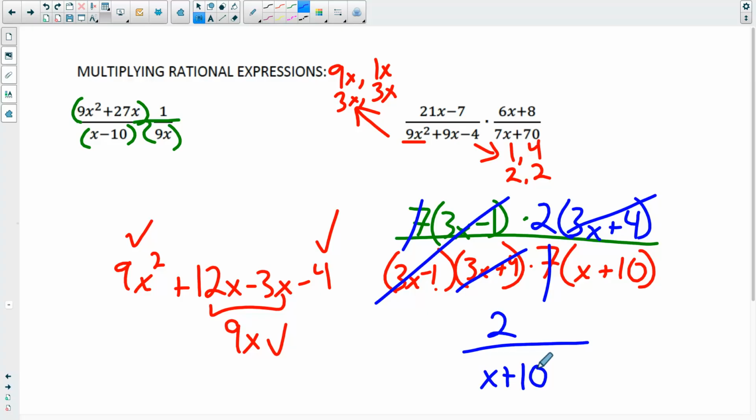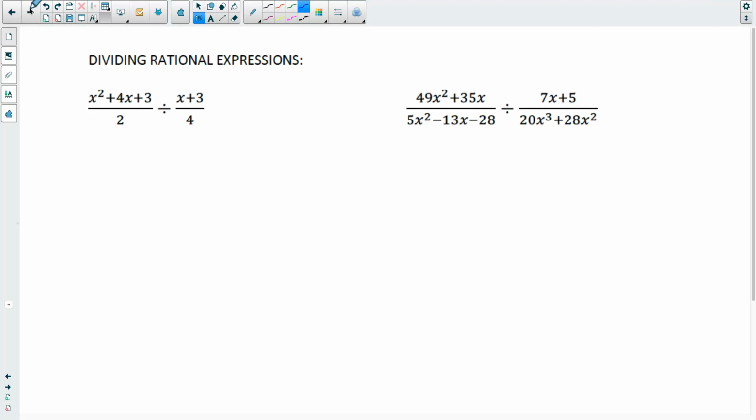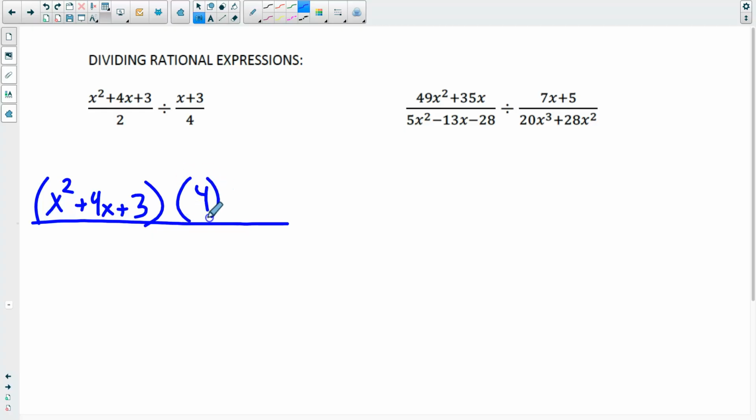Questions? We did the hard one for the multiplying, so we're going to do the easy one for the division. And remember, when you're doing division, you just flip the fraction on the backside. So how I like to do this, I'm going to just copy this all down. So I got x squared plus 4x plus 3. Since I'm writing this as one fraction, I want to put parentheses around it. And then I got 4 right there, because again, this gets flipped. And on the bottom here, I got 2 times x plus 3.